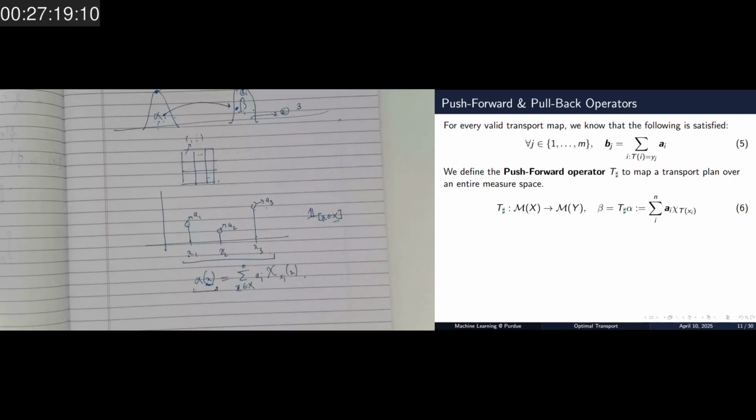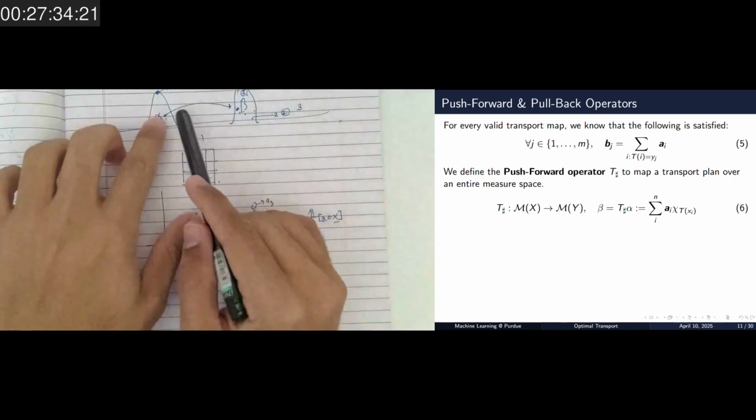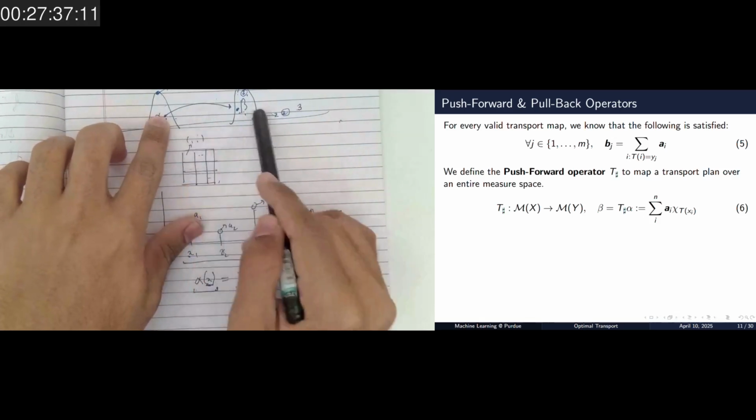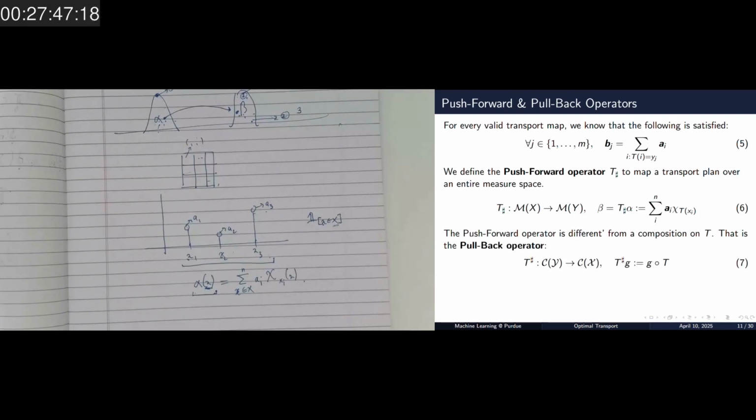Exactly. So the main idea is just this bit over here: beta is equal to T sharp alpha, which is just us saying you take this entire pile of sand and move it all the way to beta, rather than discussing it one point at a time. Discuss or move the entire pile of sand at once. So that's the push forward operation. Then there is another operation called the pull back operation. This is different from push forward, even though semantically it sounds like the direct inverse.